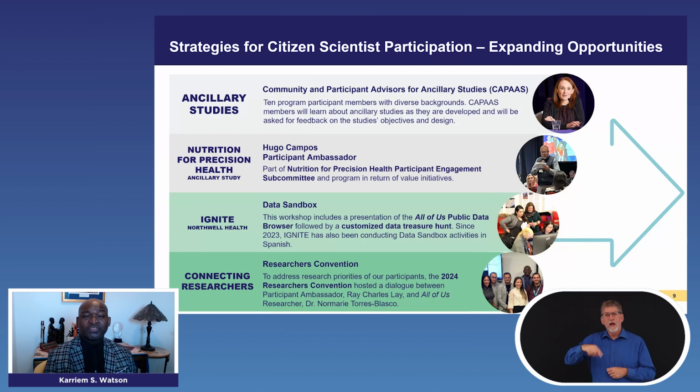One of our own community members from the California area, Hugo Campos, is a participant ambassador and a champion for the Nutrition for Precision Health program. We even have a program called Ignite that actually uses data sandboxes where community members can come in and learn about the data, view the data, and then inform researchers on what questions they want to see, and connecting researchers. We're getting ready to gear up for our third researcher convention. And at that research convention, one of the topics we'll have is pairing a researcher with a participant and talking about why the research that the researcher is doing is important to one of our participant ambassadors, who's a former veteran and someone who has lived with mental health challenges, and saying the importance of why his voice needs to be heard in advancing precision medicine research.